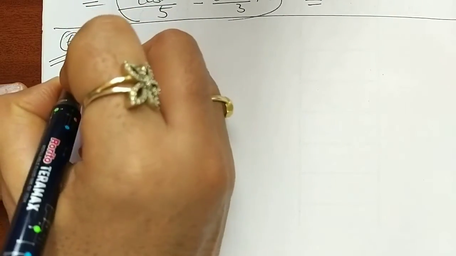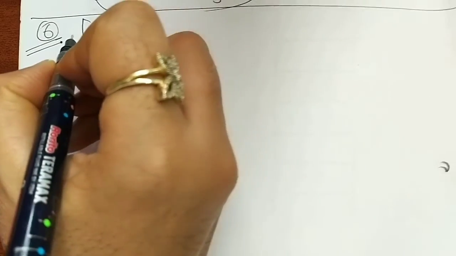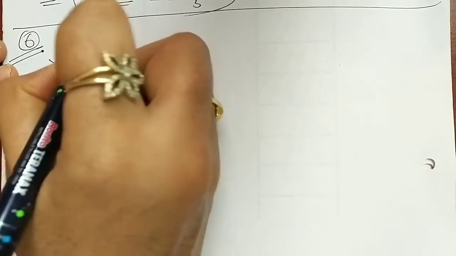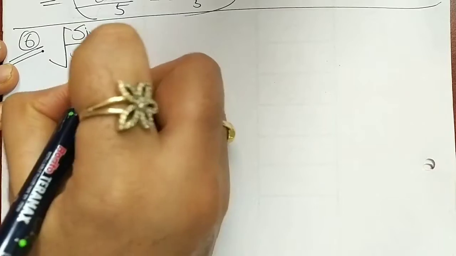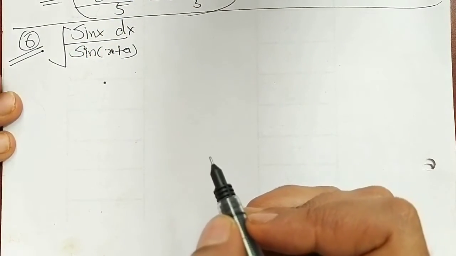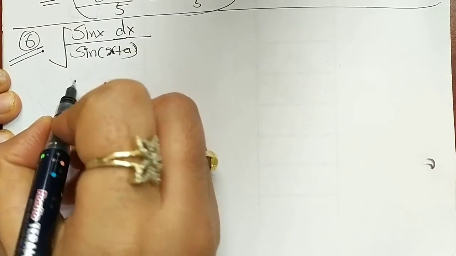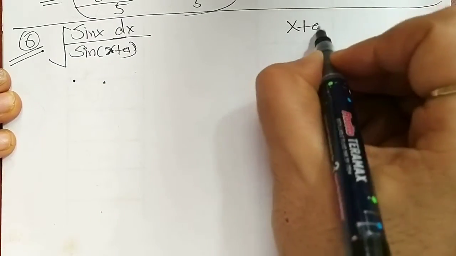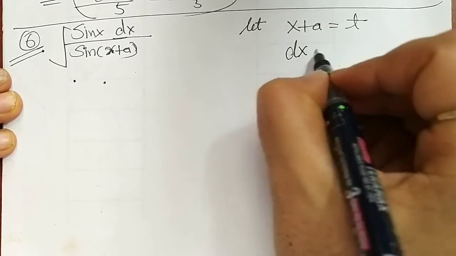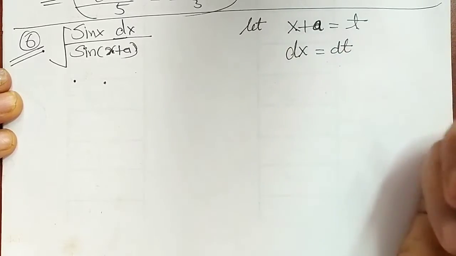Example 6, it says integration of sin x by sin x plus a dx. Okay, in such type of question, with time you will understand why I am doing it. I am assuming x plus a is t. This is just assumption. So can I say dx is dt? Why? Because derivative of a is 0, so dx is dt.